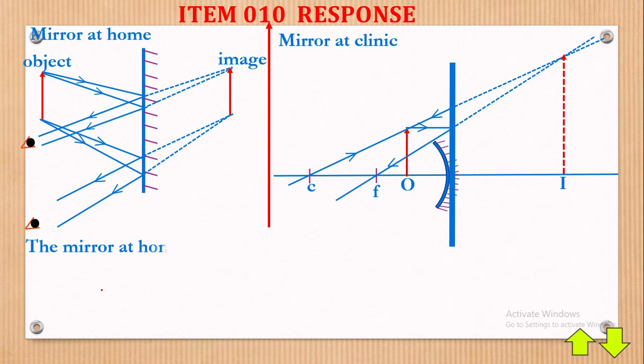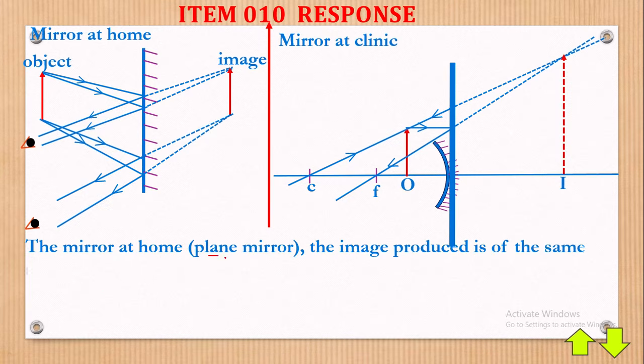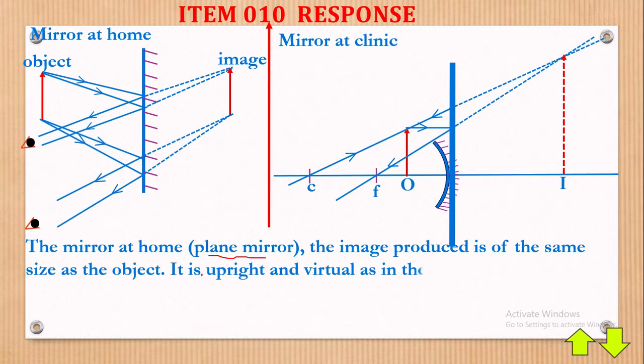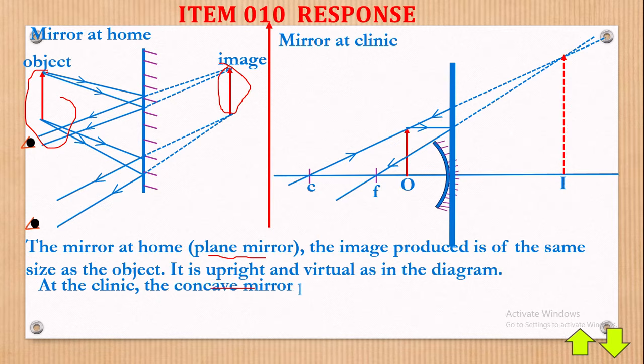So we say, the mirror at home, we are talking about this. The mirror at home, in brackets, is a plane mirror. The image produced is of the same size as the object. You see that this one here is the same size as this. The next, it is upright. Upright means you see that the head is up and even the image's head is up. It is upright.